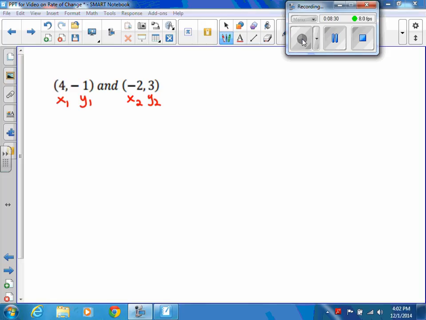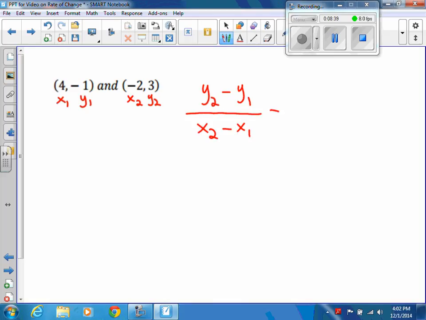Okay, so I'm going to use my same formula. I have y2 minus y1 over x2 minus x1. When I plug in my numbers, I get 3 minus a negative 1. Again, double sign, so I'm going to add the opposite. x2 is negative 2 minus x1 is 4. All right, so that becomes 4 over, what's my answer for the denominator here?